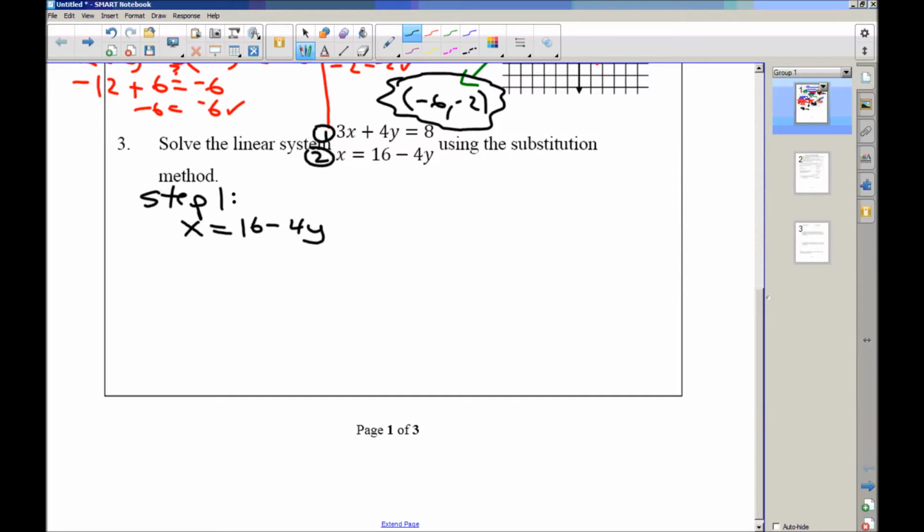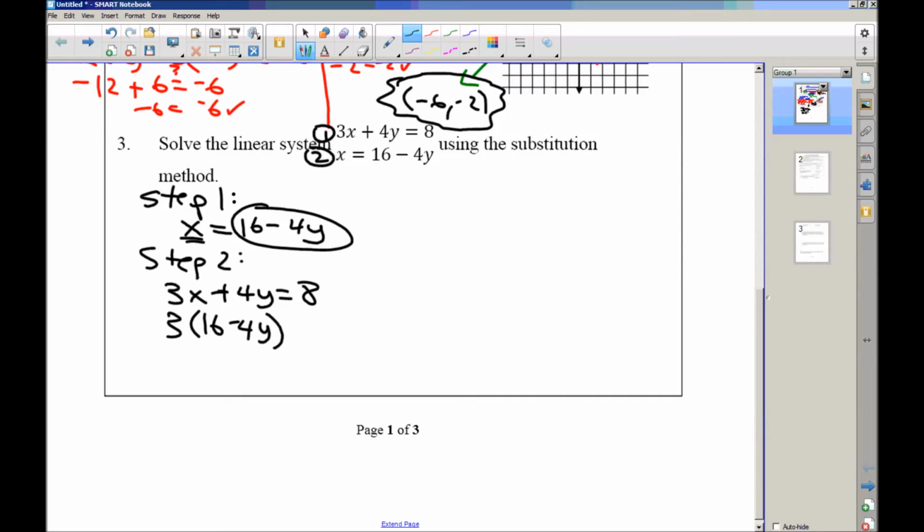X is already solved for. All right. Step 2, since I've already used equation 2, I have to use equation 1. So I'll go ahead and copy that down. And then I'm going to replace the variable that I solved for in step 1. So in place of x, I'm now going to put 16 minus 4y. That's what x was equal to from step 1.